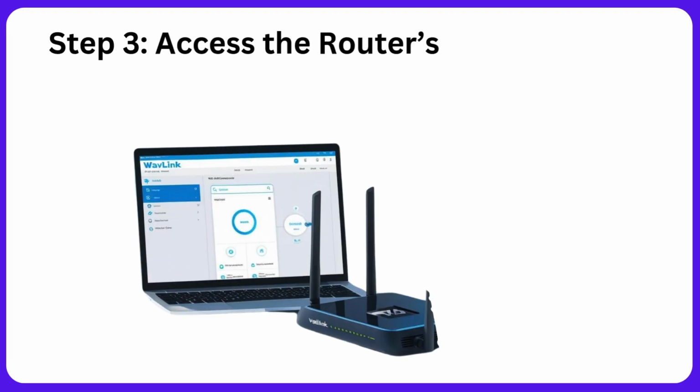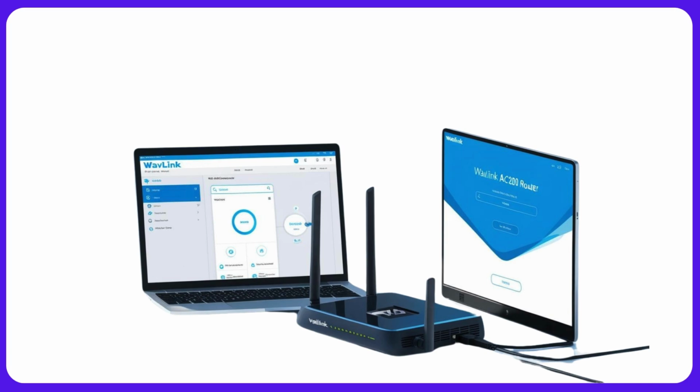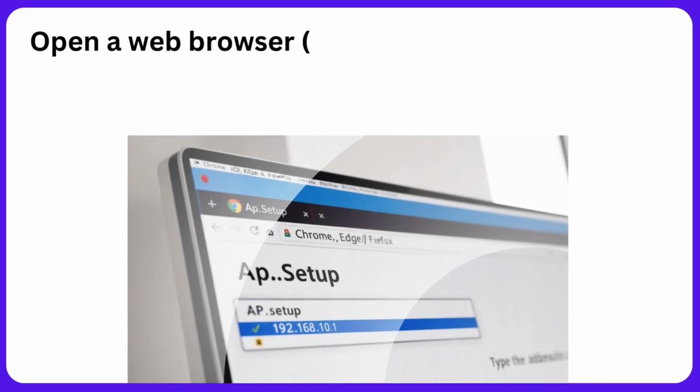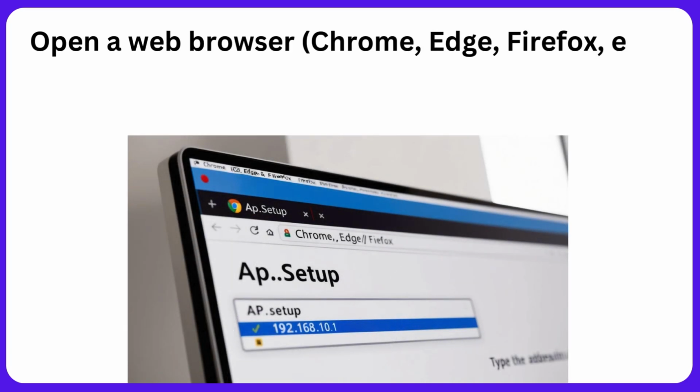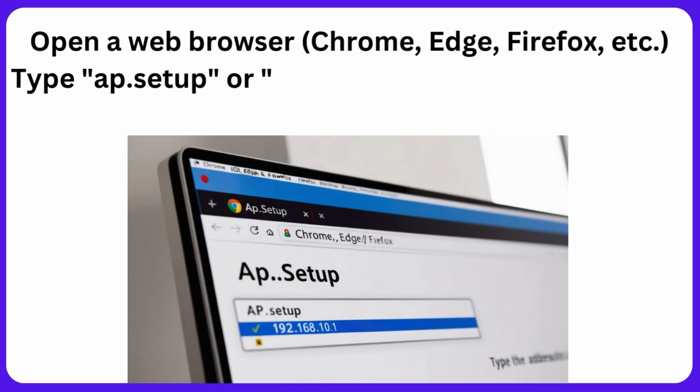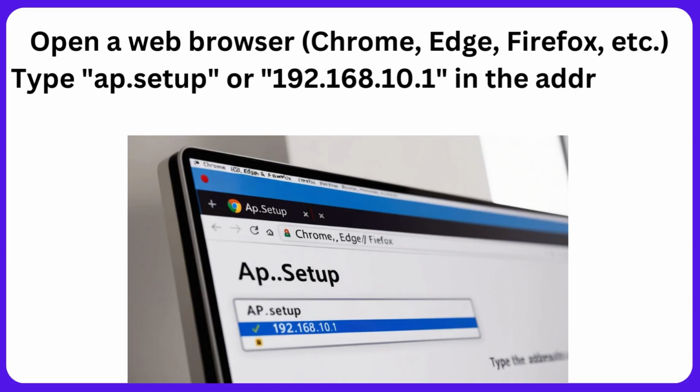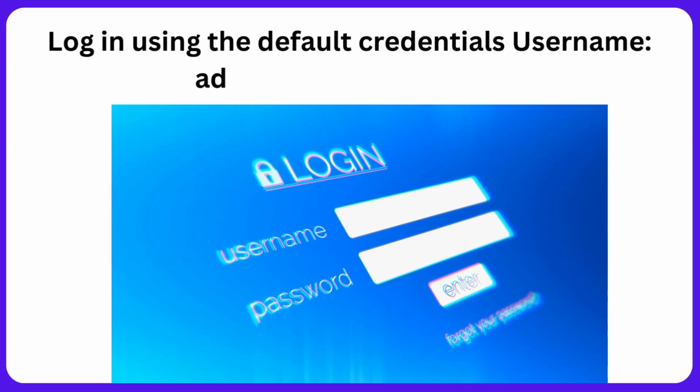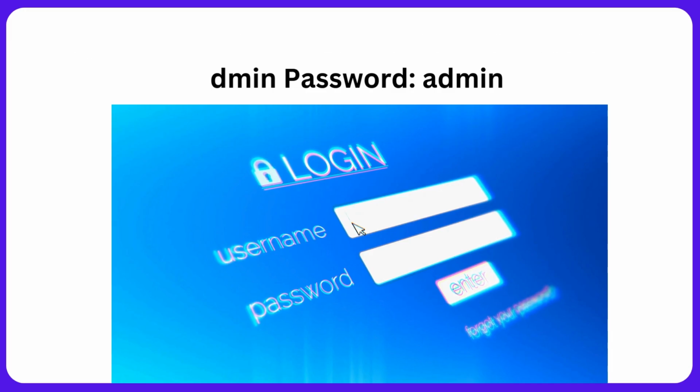Step 3. Access the router's web interface. Open a web browser, Chrome, Edge, Firefox, etc. Type ap.setup or 192.168.1.1 in the address bar and press enter. Log in using the default credentials: username admin, password admin.